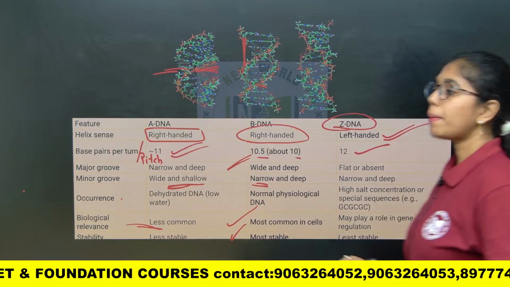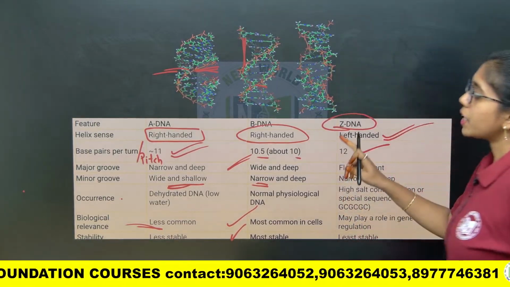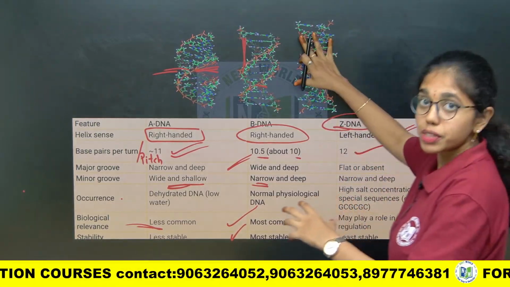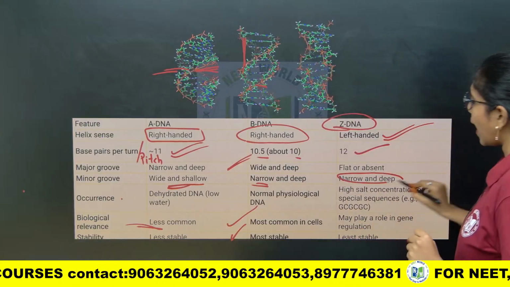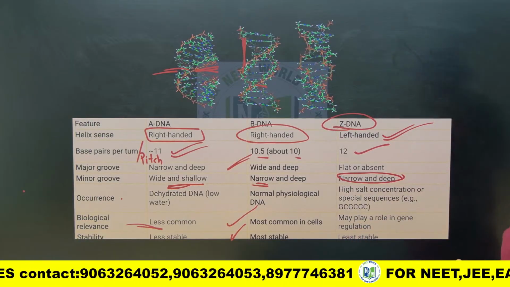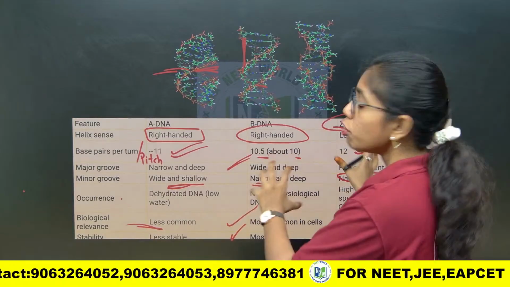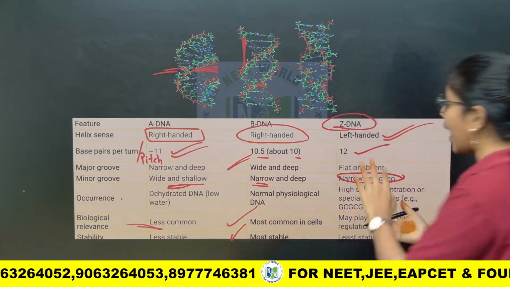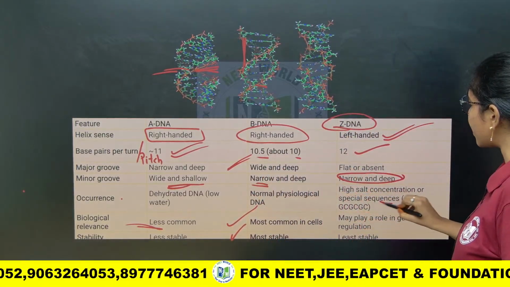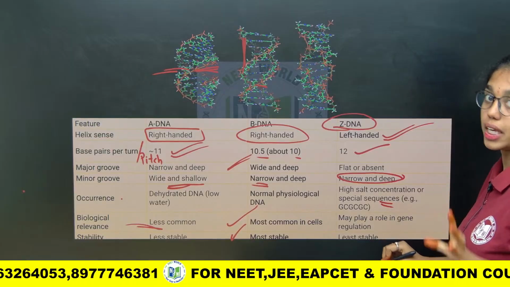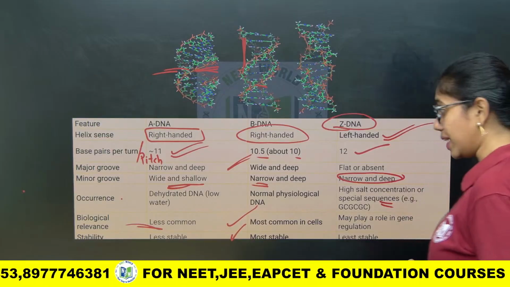Okay, let's be back to the class. That major groove is what? Flat and absent, minor groove will be narrow and deep. Occurrence, if you have to see, where do you see Z type of DNA? High salt concentrations with special sequences of GC, guanine, cytosine, nitrogen bases.